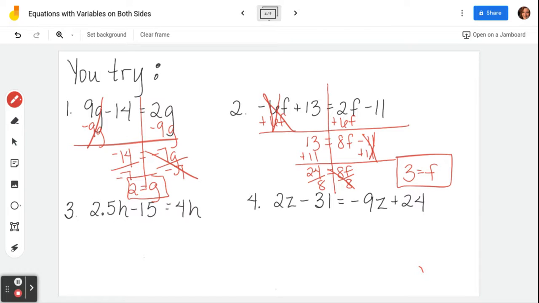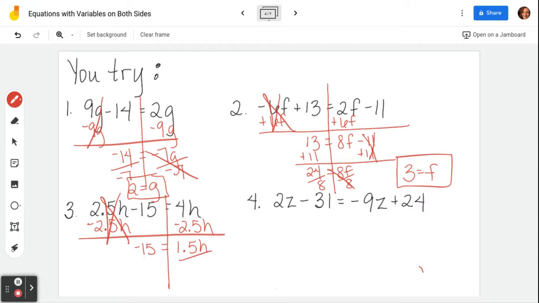Number 3, I see a decimal, but we don't need to freak out. We're fine. I can get rid of the 4h, but that creates where I've got to put a 0 and so on. So I'm going to subtract the 2.5h from each side. So on the left, that cancels. I have a negative 15 still, equals 4 minus 2.5 is 1.5, so 1.5h.